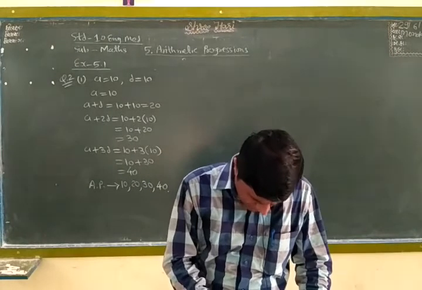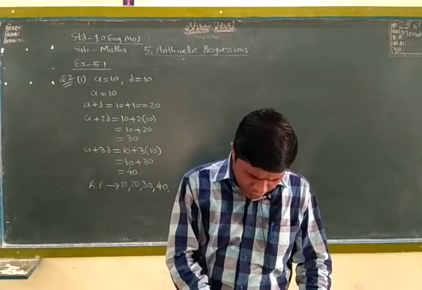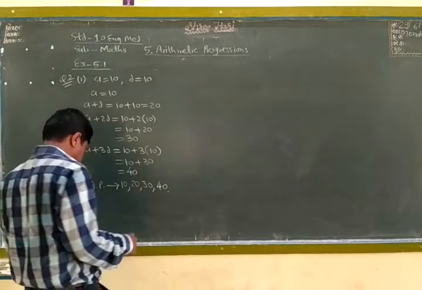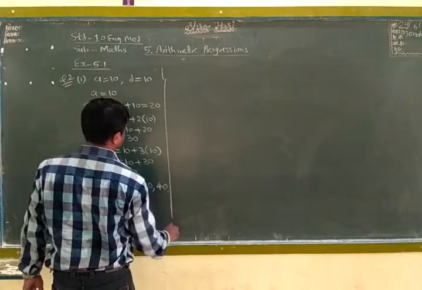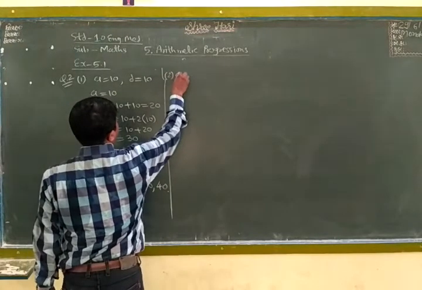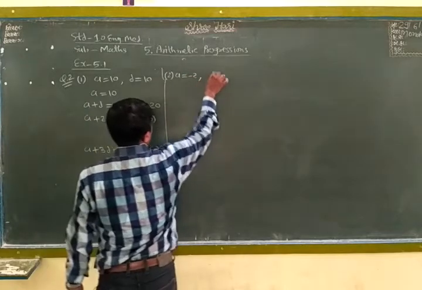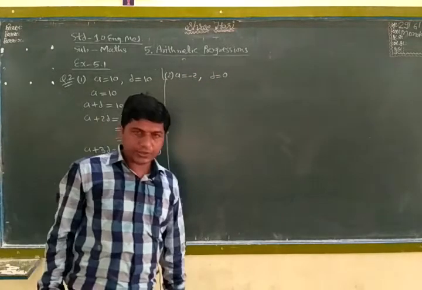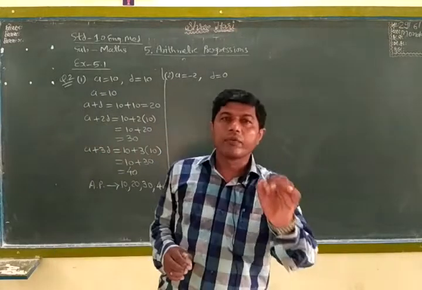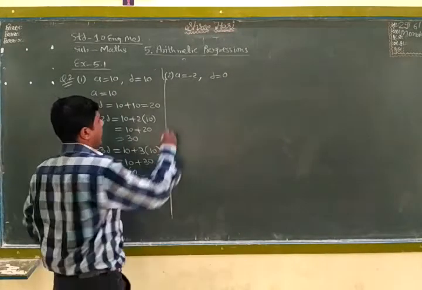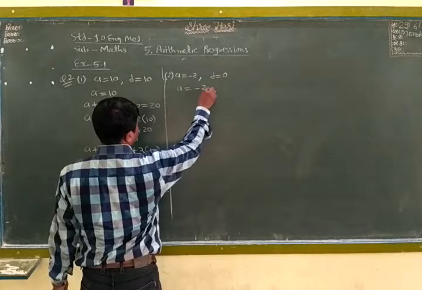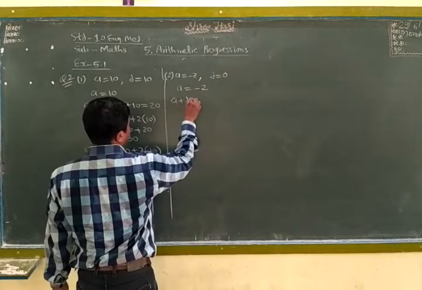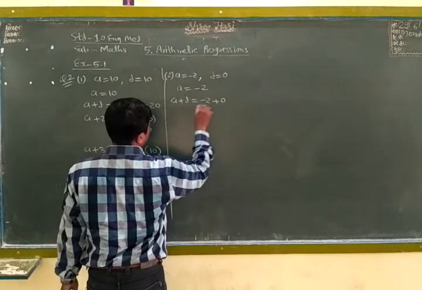A is equal to minus 2 and D is equal to 0. Start now. A is equal to minus 2, D is equal to 0. So first, what happens? First comes the general formula, A is equal to minus 2. A plus D, so minus 2 plus 0, answer minus 2.